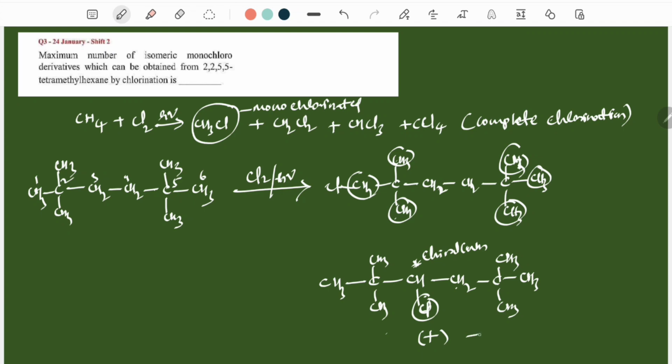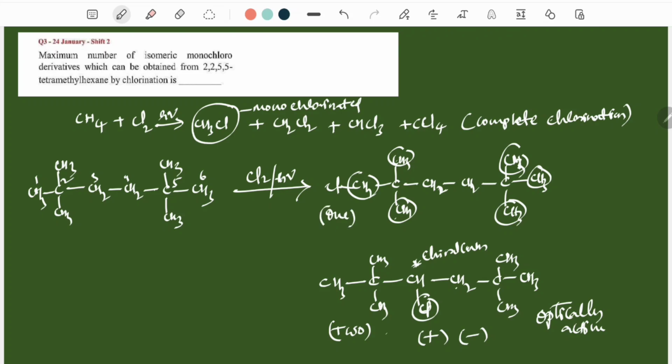One is positive and the other one is negative, because it has one chiral center. A chiral center means it is optically active. It is an optically active compound. Here two isomers are possible. Two isomers. It is one.